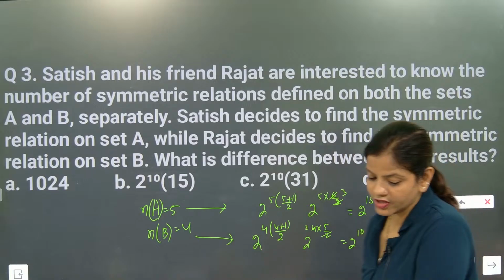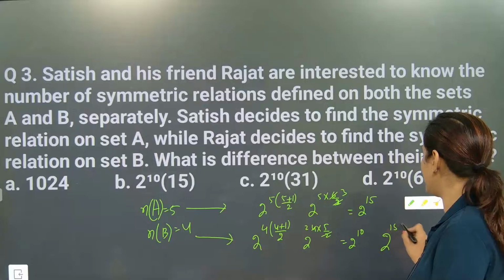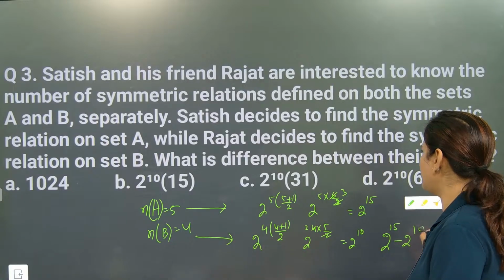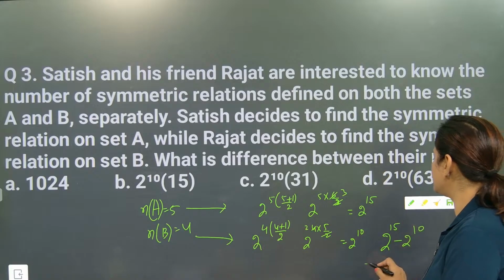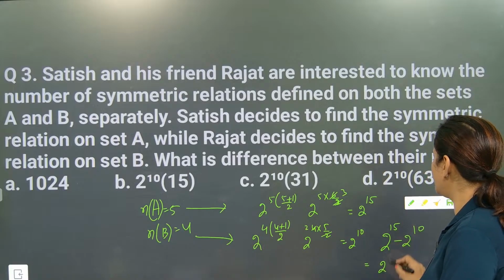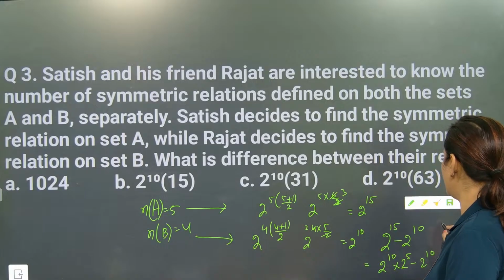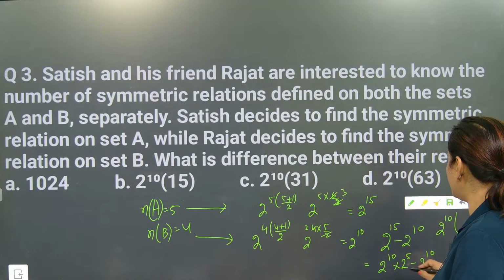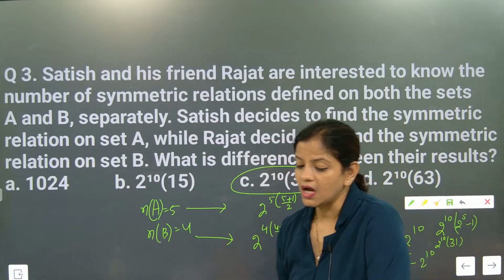So what is the difference we have to find? They told us to find the difference: 2 to the power 15 minus 2 to the power 10. So what will we do? Take 2 to the power 10 common: 2 to the power 10 into (2 to the power 5 minus 1). So 32 minus 1 is 31. So the answer is 2 to the power 10 into 31. Option C will be the correct answer. Like this you have to answer the question.